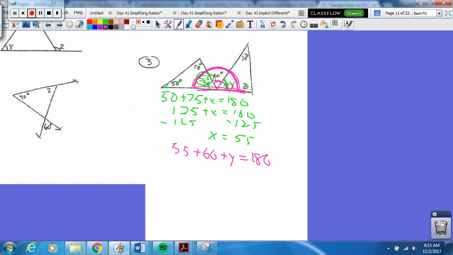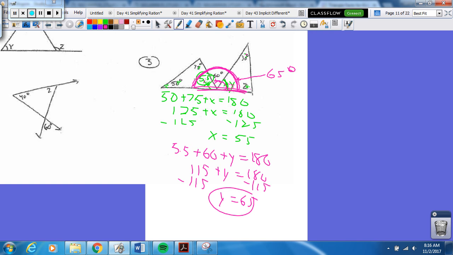Okay, so 55 plus 60 is 115 plus Y equals 180. Got it. Okay, so subtract 115 from both sides, and I have 65 is Y. So Y is 65. Drawing's getting kind of messy. Get the degrees up here, 65 degrees.